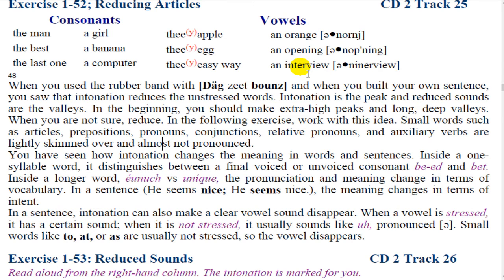Exercise 152, reducing articles. The man, a girl, the apple, an orange, the best, a banana, the egg, an opening, the last one, a computer, the easy way, an interview.